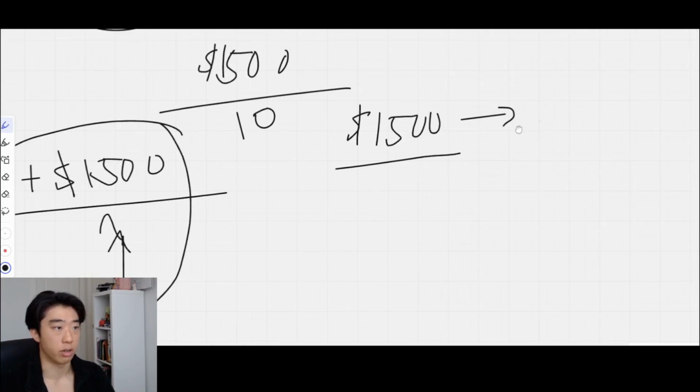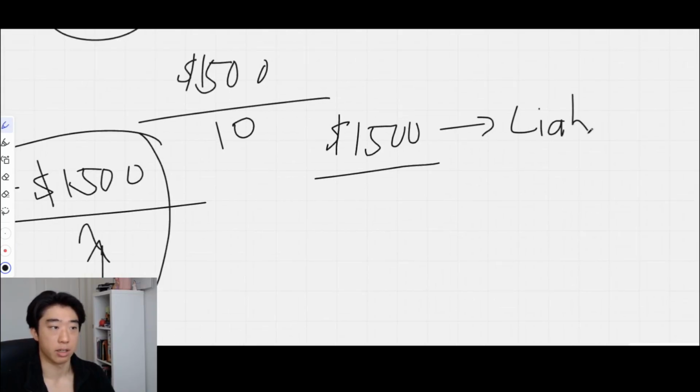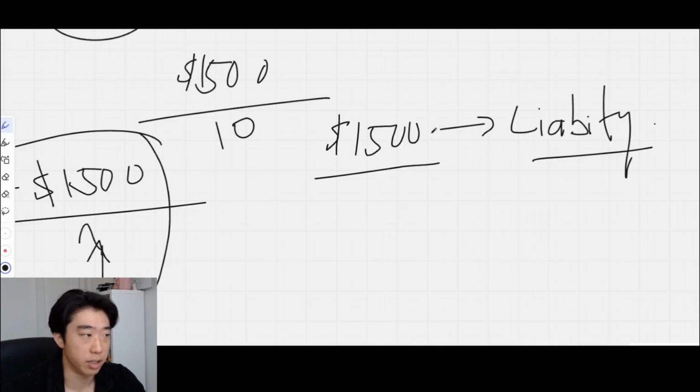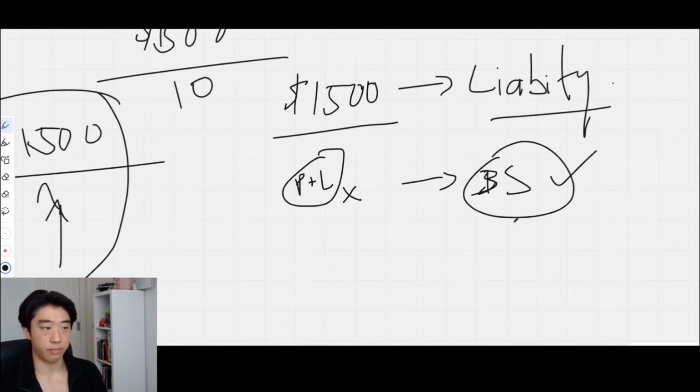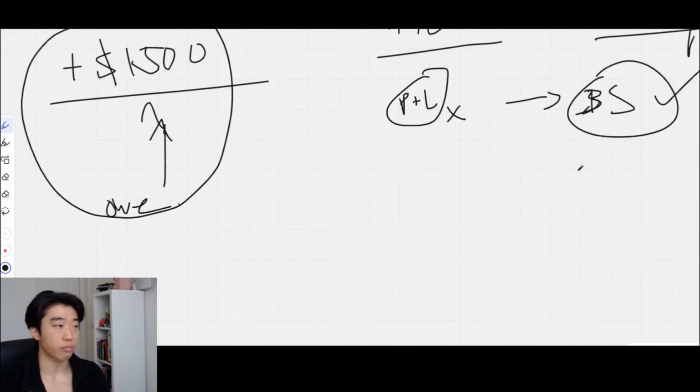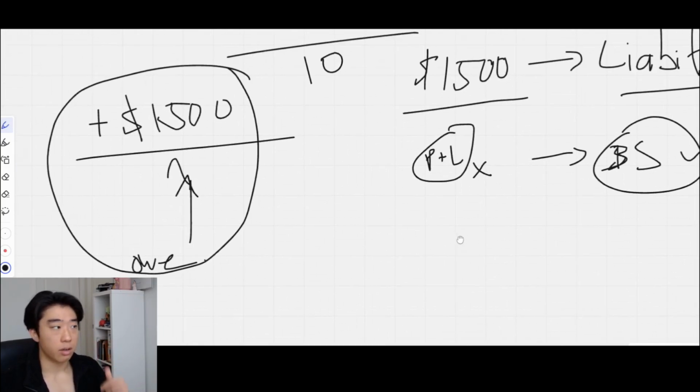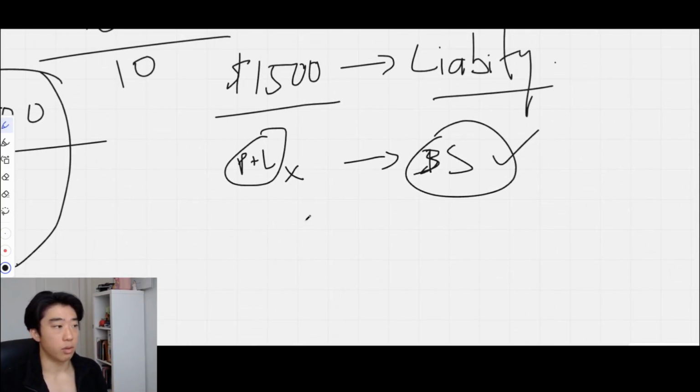Now in the accrual mode, this $1,500 actually gets recorded as a liability. As a liability, right? So it's not recorded on the profit and loss. It's recorded on the balance sheet. Right? On the balance sheet as a liability. Now, how does this work on the profit and loss?